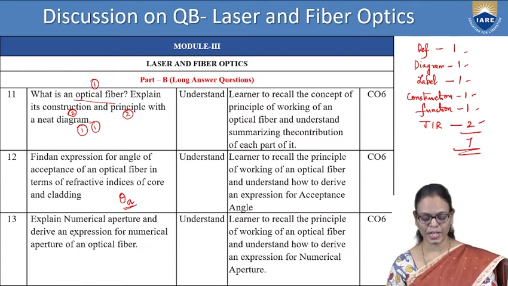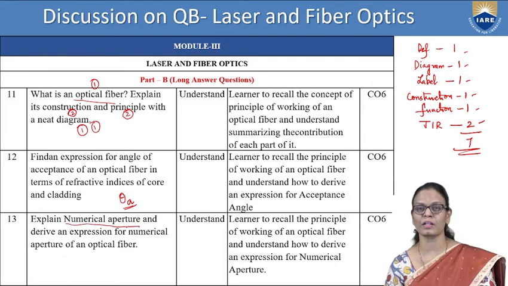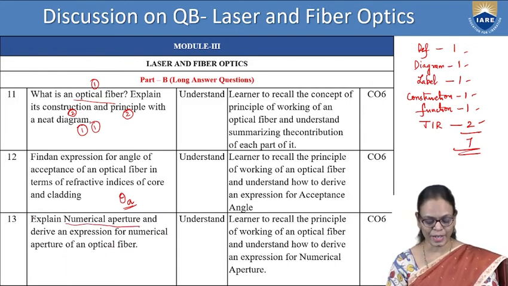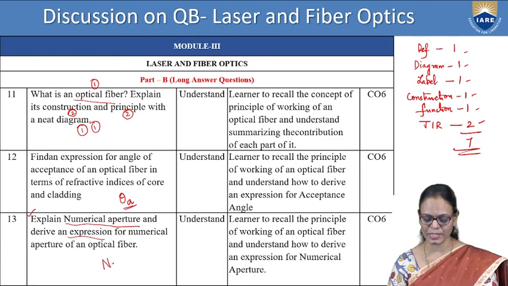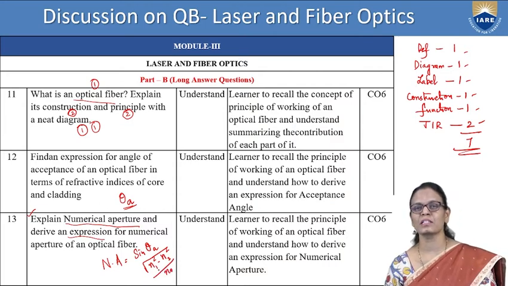Then explain numerical aperture and derive an expression for numerical aperture. First you will have to define what is numerical aperture and explain why numerical aperture is very important. And then you will have to derive the expression for numerical aperture. NA is equal to sine theta A. And then substitute the values and also you will have to find it in terms of square root of n1 square minus n2 square, upon n0. So how are we getting this expression? All the steps you need to explain in detail while deriving.